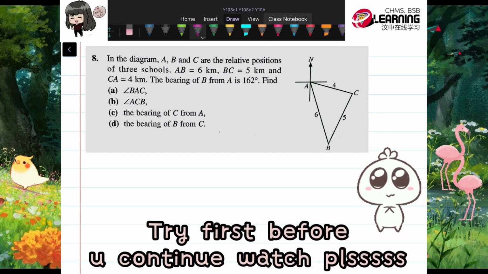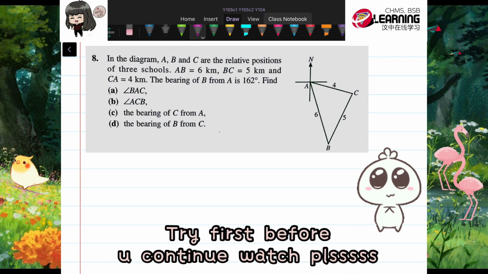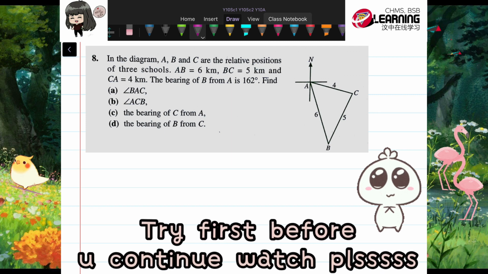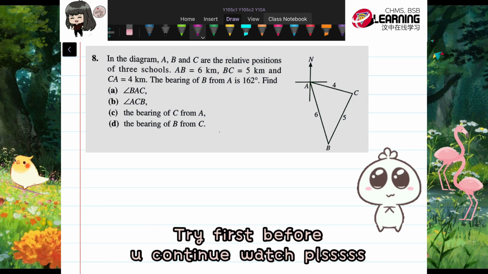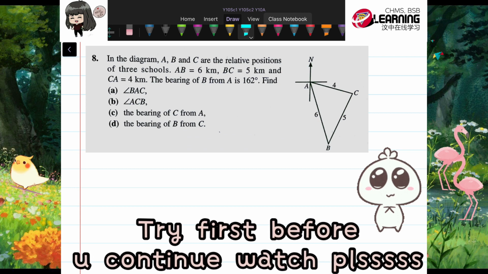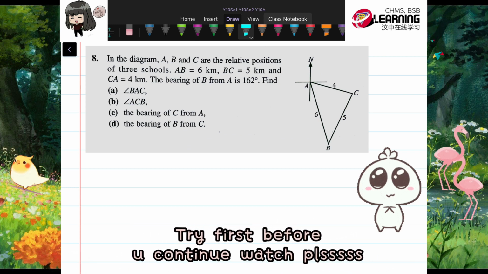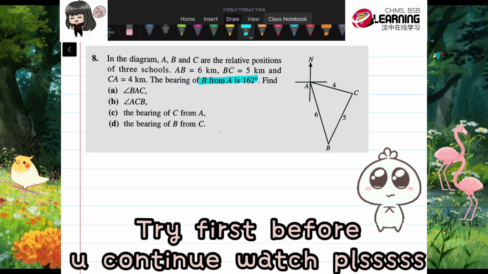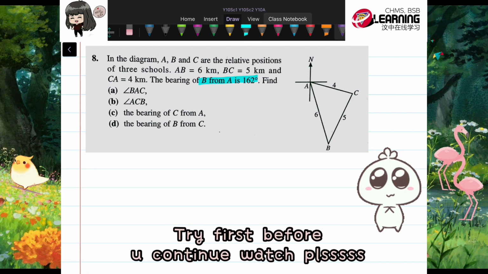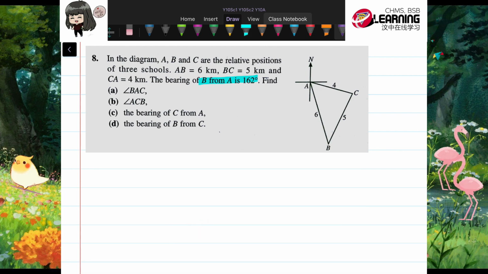The first sentence already mentioned ABC is in the diagram. AB is 6, BC is 5, CA is 4, already in the diagram. And here is the one that we need to know. The bearing of B from A is 162. So from A, it's like this, this is your 162 degrees. Find the angle BAC. BAC is this angle.